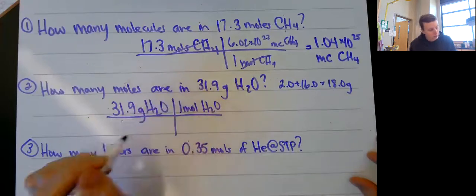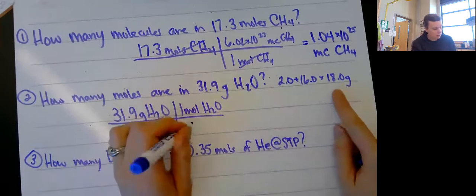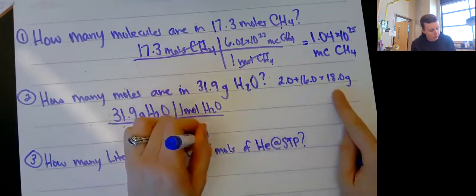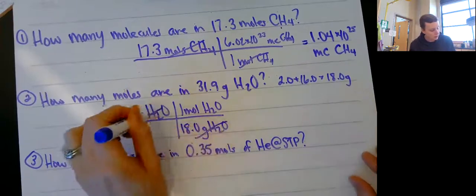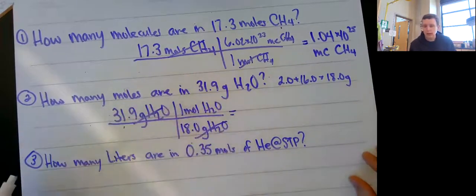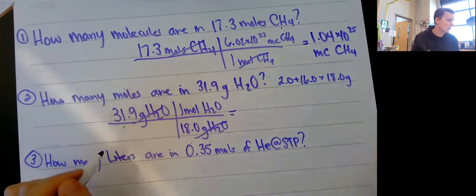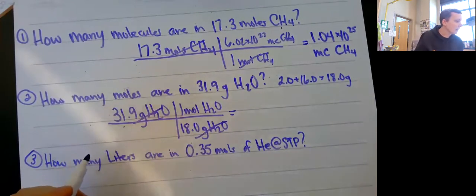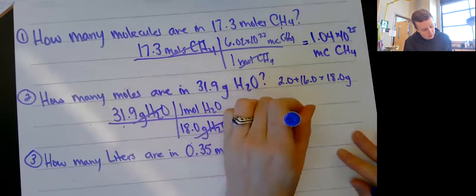1 mole of H2O weighs a certain number of grams, which I just figured out over here. 18.0 grams of H2O is 1 mole of H2O. So cancel those out. Now I'm dividing by 18. My answer should have 3 sig figs because that is my lowest number of sig figs in the problem. And I'm going to get 1.77 moles H2O.